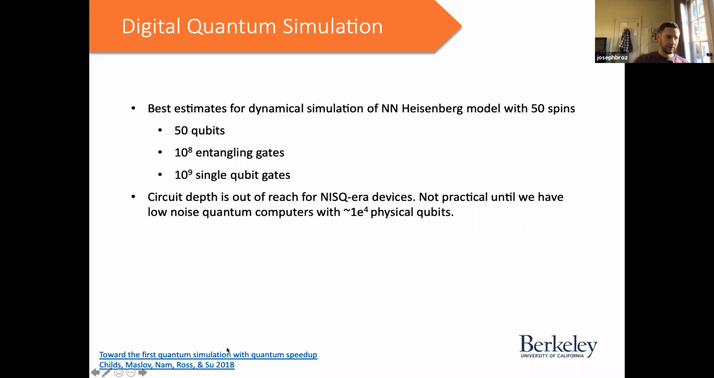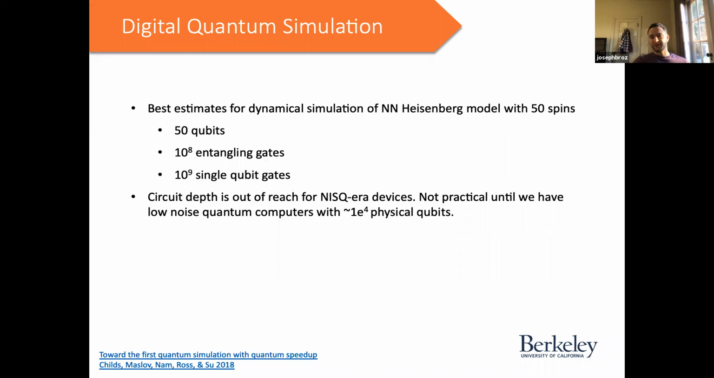And some of the people that are prominent in that area posted some of these facts in one of these papers. So the best estimates for dynamical simulation of a next nearest neighbor Heisenberg model with 50 spins right now is 50 qubits, 10 to the 8 entangling gates, 10 to the 9 single qubit gates. So the circuit depth is, I would say, out of reach for NISQ-era devices at this point, in my opinion, by a long shot. So I don't think this will be practical until we have a low noise computer with, depending on your quantum error correcting code, 10,000 physical qubits. So that's a little bit of a ways away.